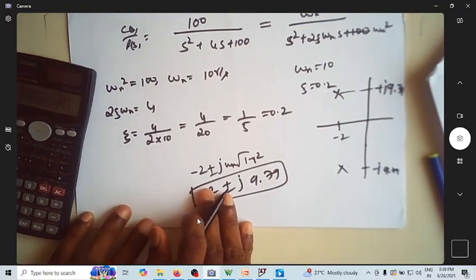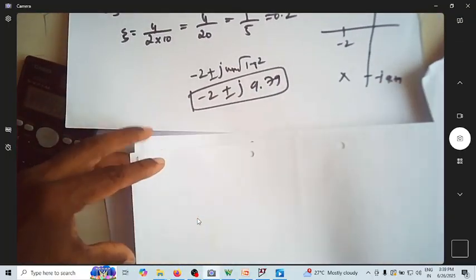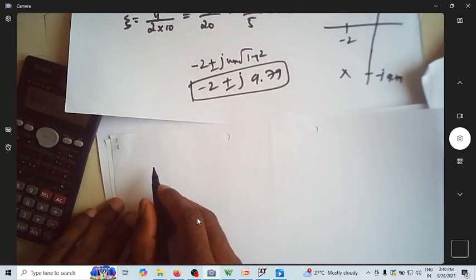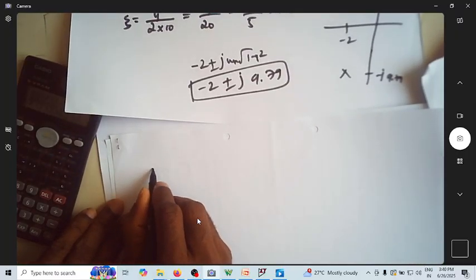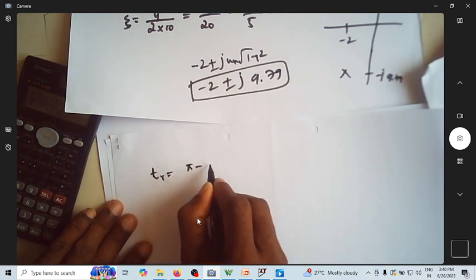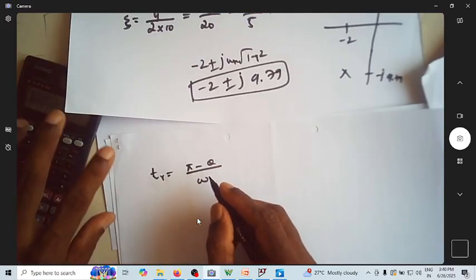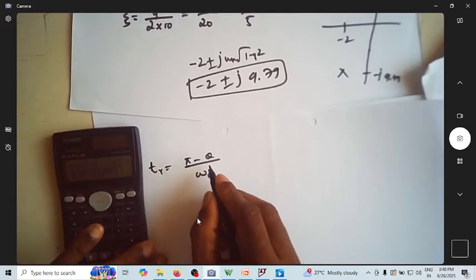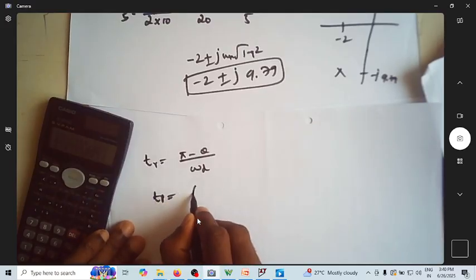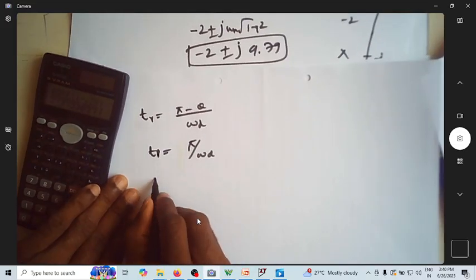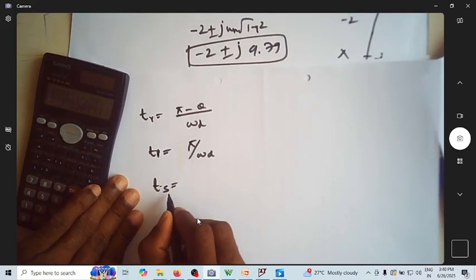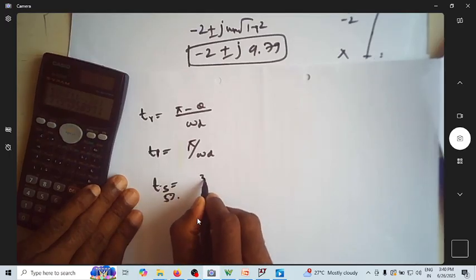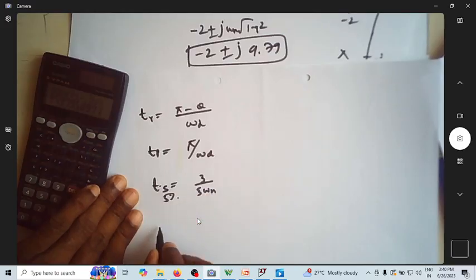And then let us try to find out the other parameters. Rise time would be pi minus theta by omega d. Tp is pi by omega d. Ts for 5% is 3 by zeta omega n. Ts for 2% is 4 by zeta omega n.